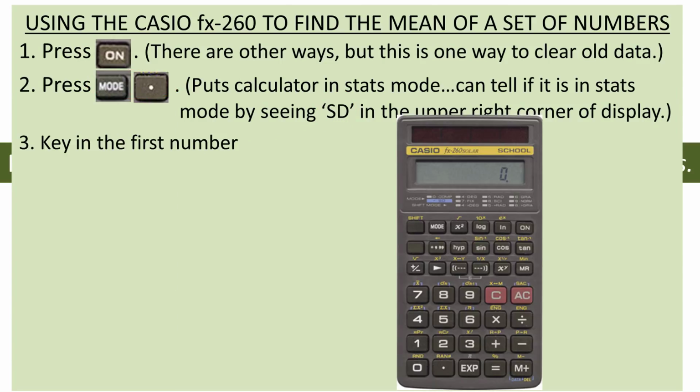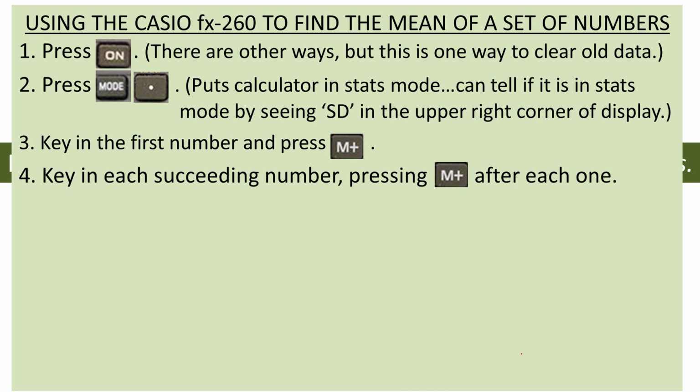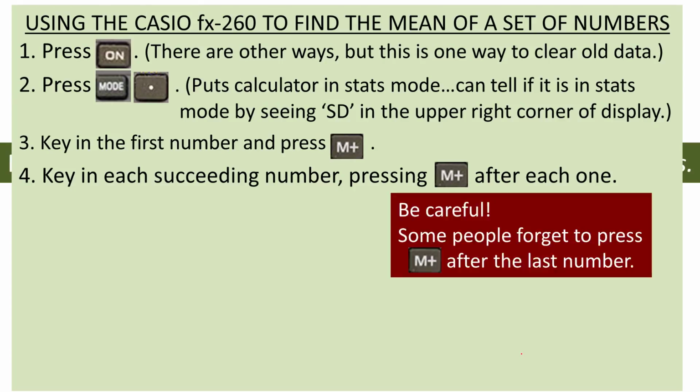Key in the first number. So whatever number you're trying to put in first, key it in and press the M+ key. The M+ key is in the lower right hand corner. Then you keep doing that. For the second number, you key it in, press M+. Then the third number, key it in, press M+, and keep doing that.